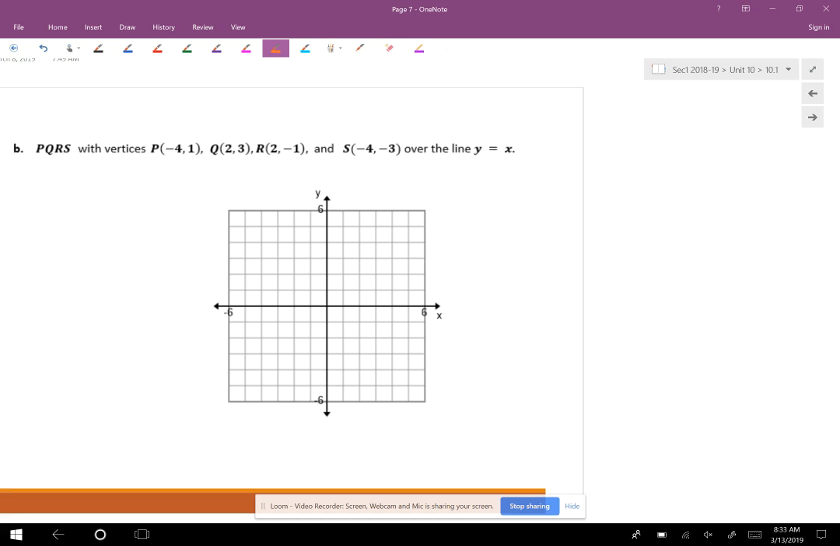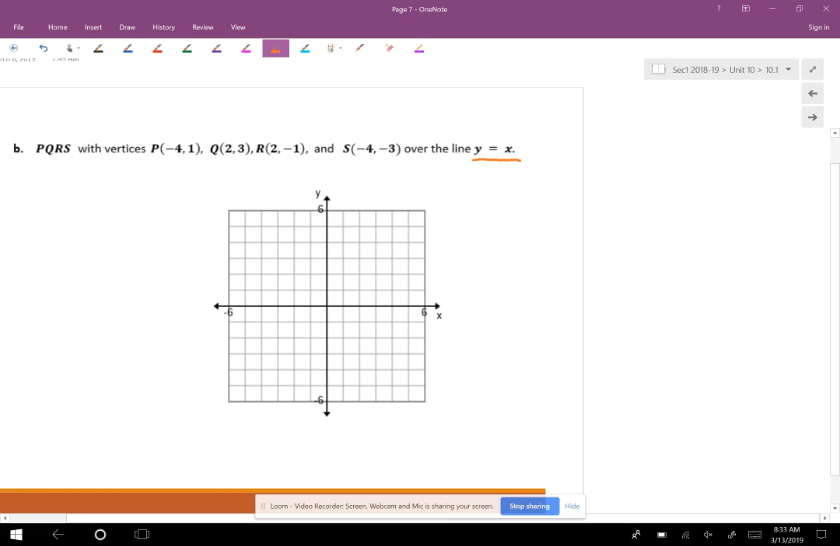For this example, we are reflecting across the line y equals x. And we're supposed to reflect specifically PQRS, with vertices P at -4, 1, Q at 2, 3, R at 2, -1, and S at -4, -3, over the line y equals x.